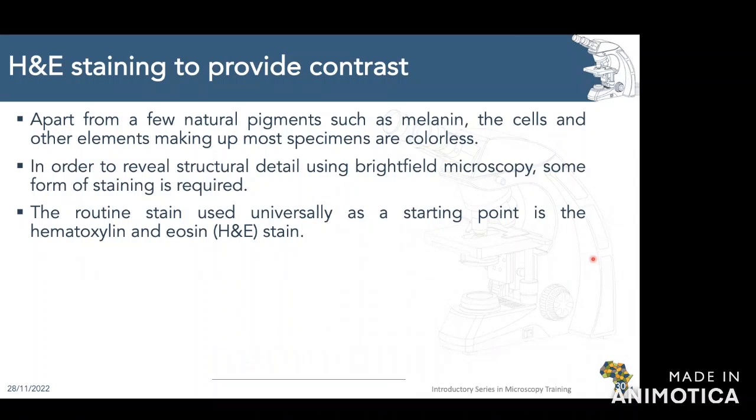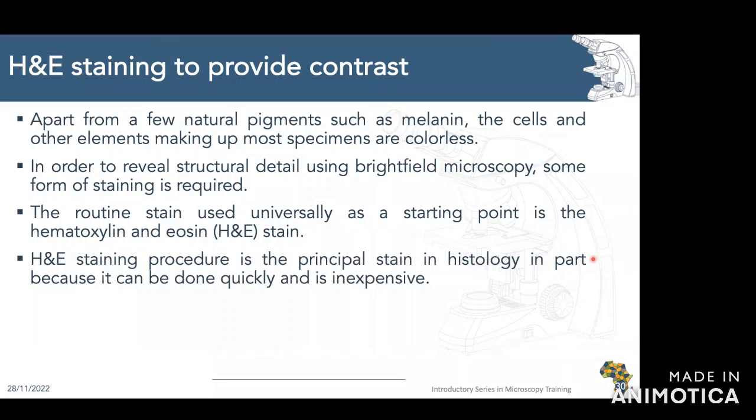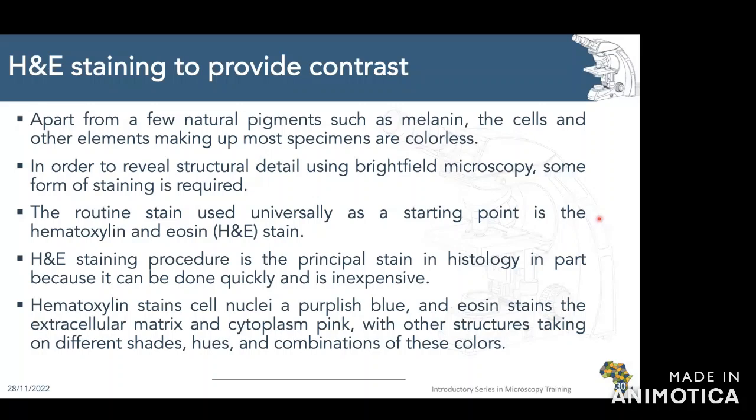And if you have a histology department, they will be able to run you through the protocol quite easily. So in histology, it's really kind of the stock standard workhorse of staining, and it's very quick and inexpensive. Hematoxylin specifically stains the nuclei this kind of purplish blue color, and then eosin stains the extracellular matrix and cytoplasm pink. And then you have different structures or different shades and hues. A combination of these colors gives you this really beautiful contrast.